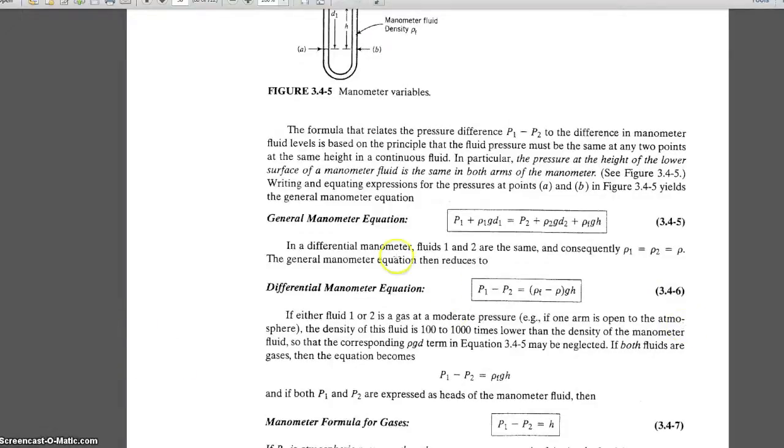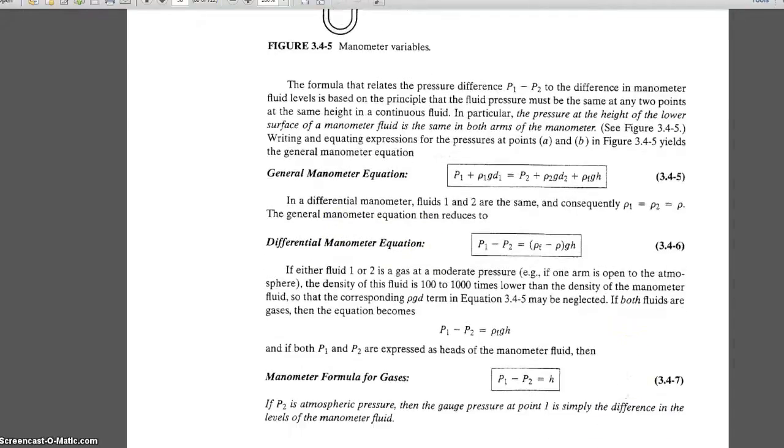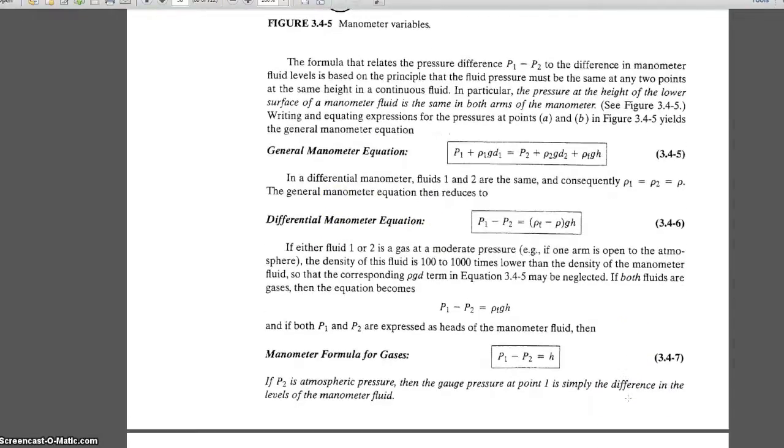So that's the general manometer equation, and that's the differential manometer equation. And in the end, the equation that we use is mostly this one, because they give the numbers in here, so we're gonna use this. And then let's look at an example.